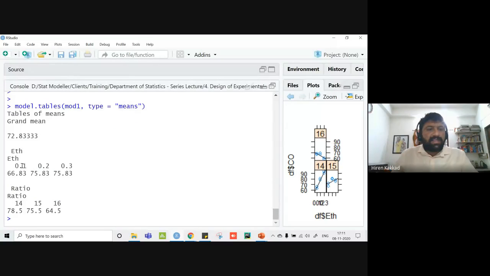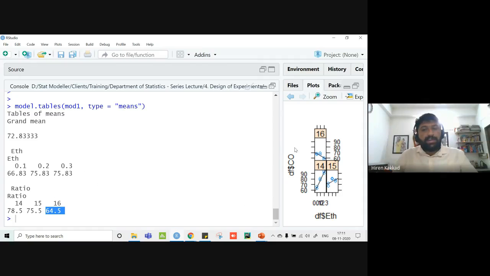So here we are using ethanol and ratio as separate factors. So the grand mean is 72.83, and for ethanol, there are 3 levels, 0.1, 0.2, 0.3, with means of 66.83, 75.83, and 75.83. So that is the output, the mean that we are getting at each level. And for the ratio, it is 14, 15, and 16, with 78.5, 75.5, and 64.5. So that is what we are getting over here.